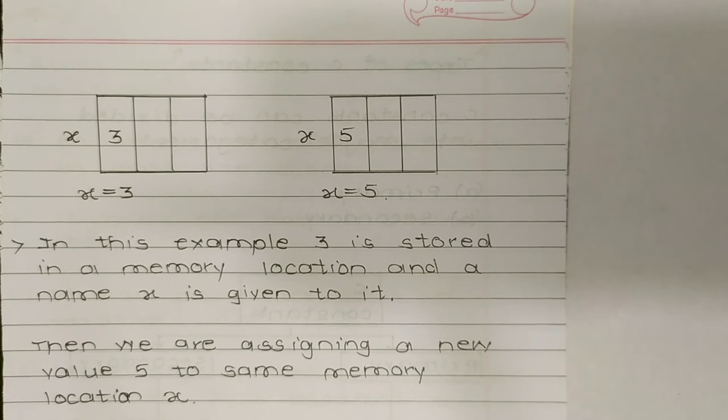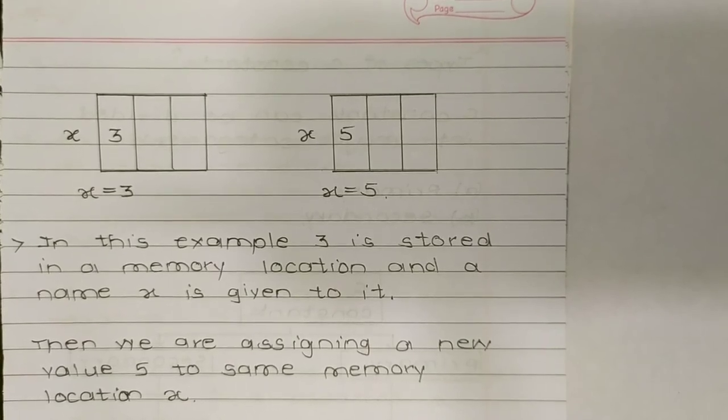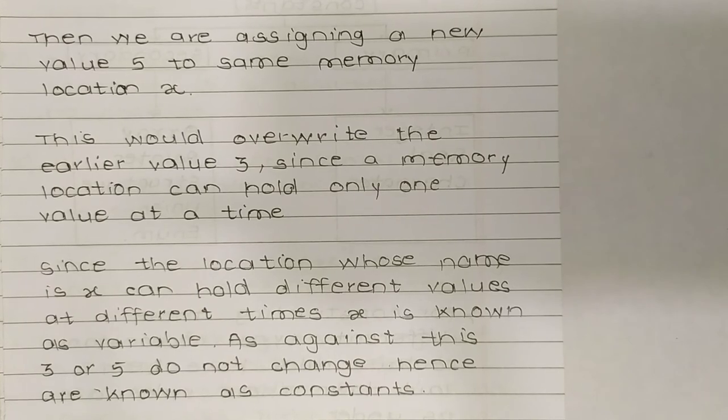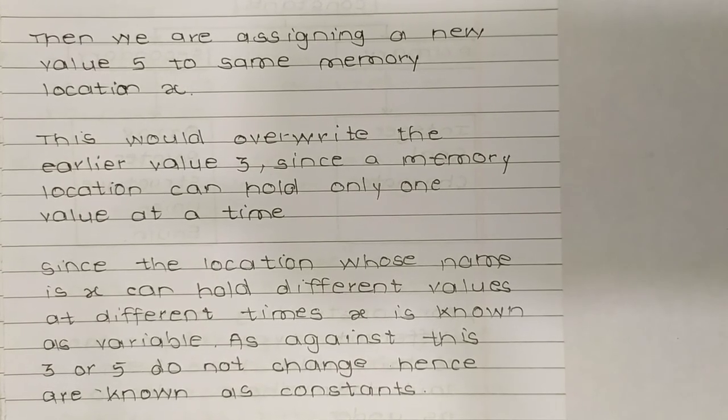So these are two boxes. In this example, 3 is stored in a memory location and a name x is given to it. That means in the first box x is 3 and in the second box x is 5. Then we are assigning a new value 5 to the same memory location x. So we are assigning values.